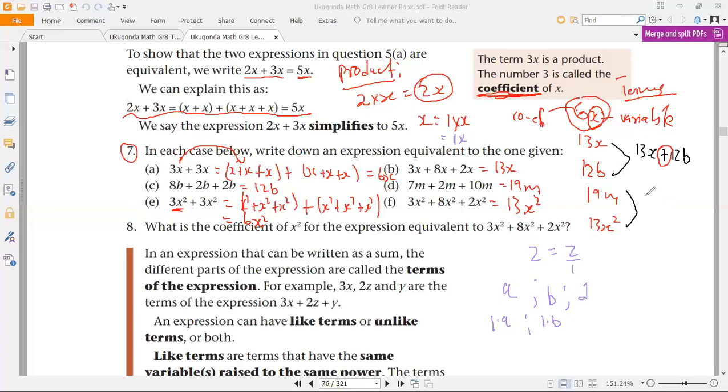Let's look at this one. If I have 19m, let's use a minus here, and I say minus 3x squared, guys. It is important to note that in this case, I have how many terms? Two terms, because there is a minus sign between those terms.